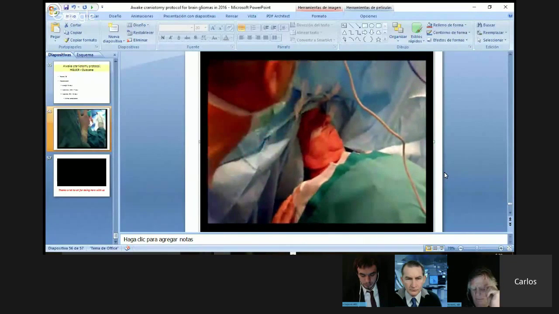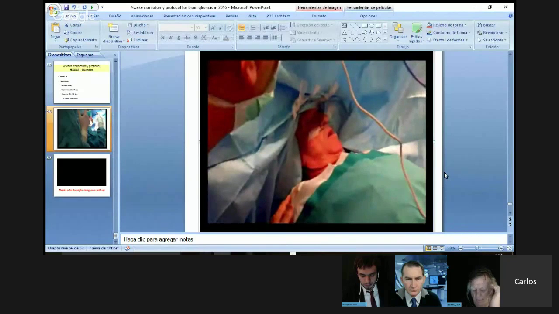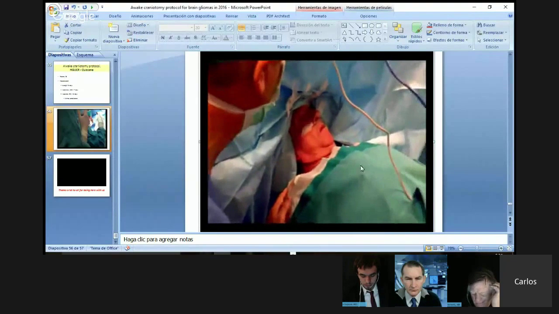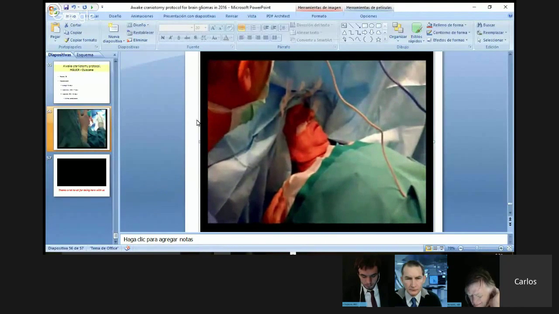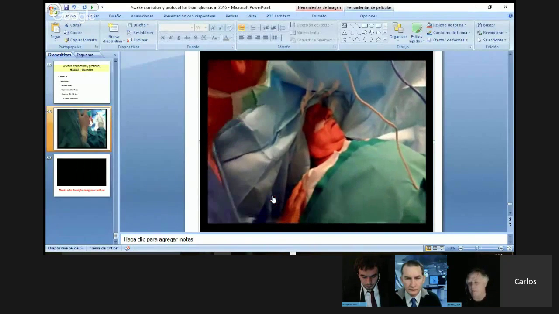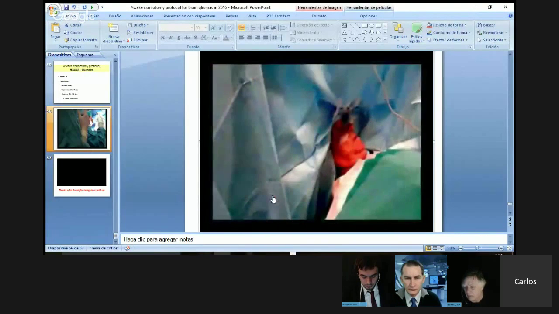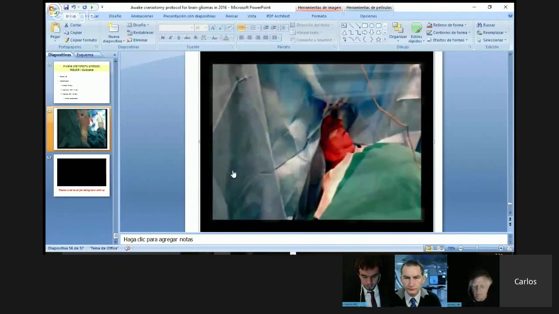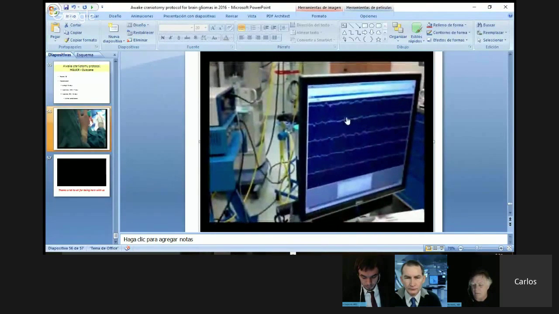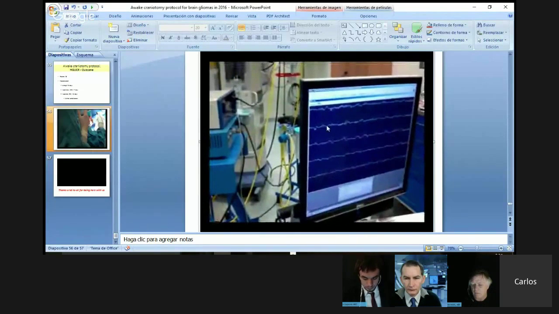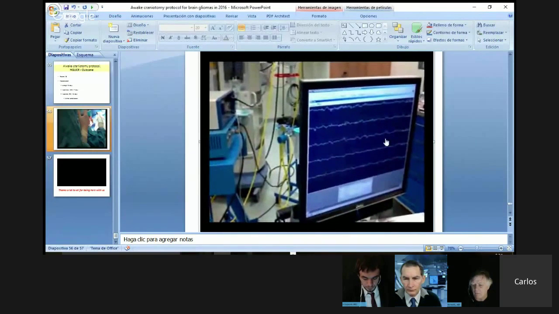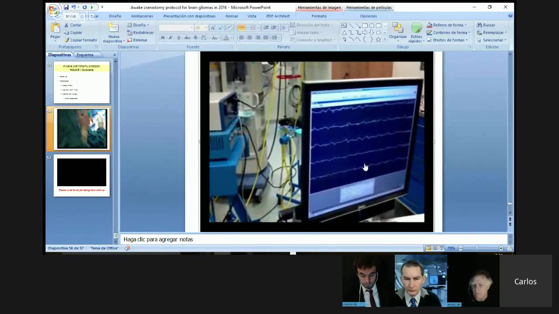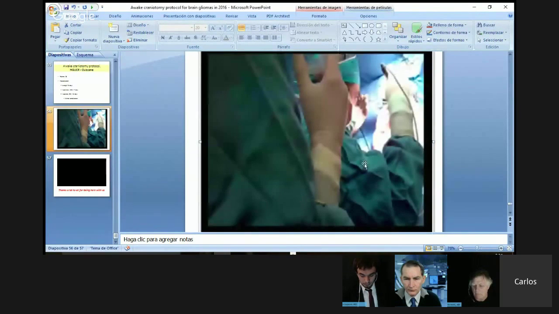So we need to do some movement during this period. The neuropsychologists have good work and good communication with the patient, and we see the electrocorticography registration during the surgery. This is our work that we are doing. Thank you very much.